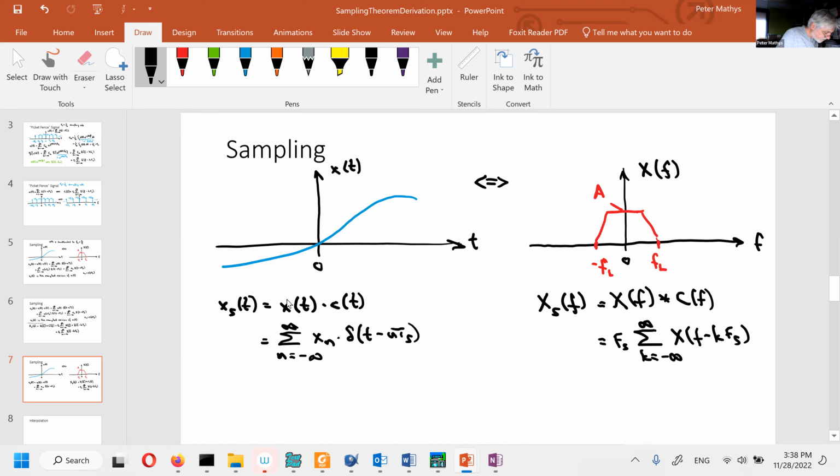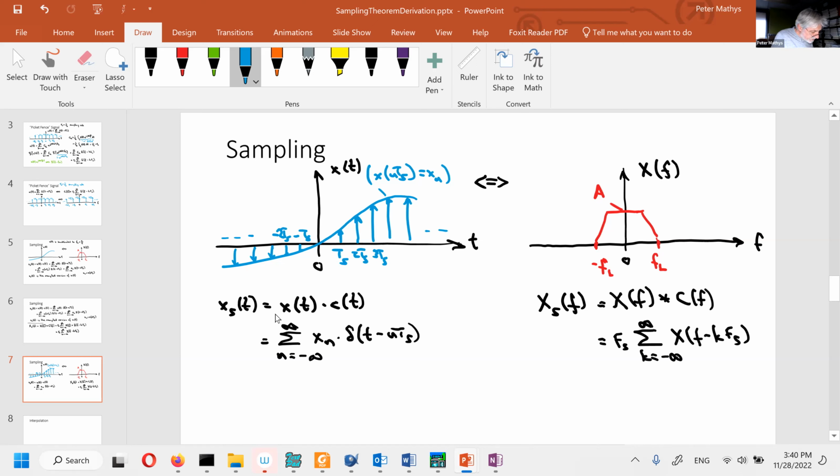Okay, and so now we are going to adjust the pictures here. So the multiplication with the picket fence is going to give us impulses here. They are just ts apart. And the areas of those impulses are going to be equal to x sub n, or x of n times ts. We put it in parentheses to indicate that those are areas of those impulses. And they're spaced ts apart. So here is ts, here is 2ts, 3ts, etc. Here is minus ts, minus 2ts, etc.